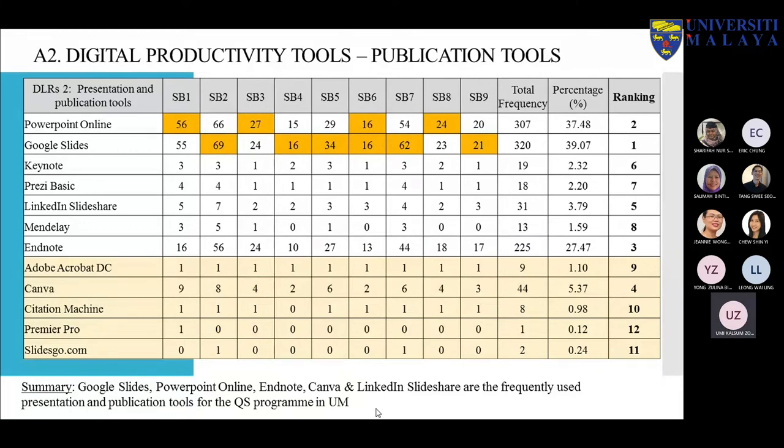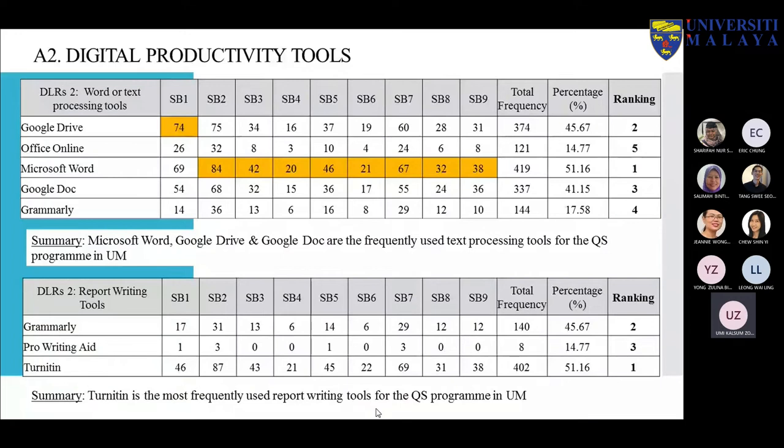And on the digital productivity tools, especially the word or text processing tools, the students love to use Microsoft Word, and this is followed by Google Drive. Again, I would like to highlight that SB1 is group-based and a studio-based subject, so most of the information or data needs to be shared among the students. I think that's the reason why they opt for Google Drive as the most frequently used tool for this subject, whereas others would love to use Microsoft Word.